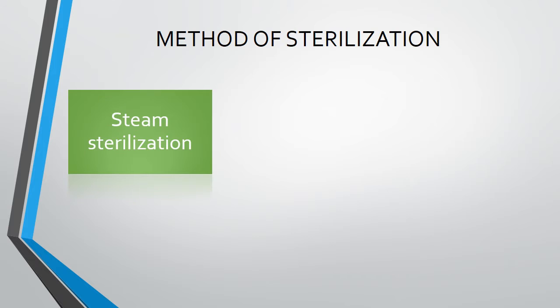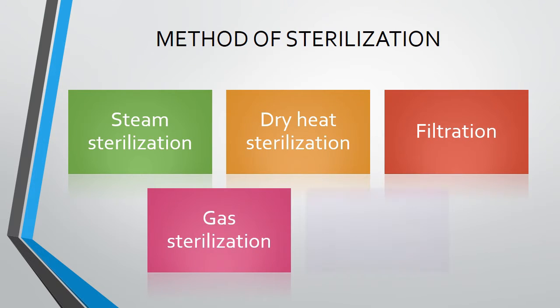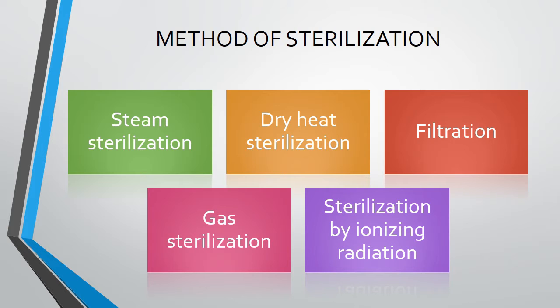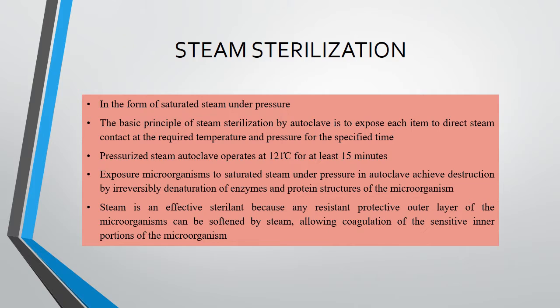Sterilization can be achieved by steam sterilization, dry heat sterilization, filtration, gas sterilization, and sterilization by ionizing radiation. Steam sterilization is in the form of saturated steam under pressure. The basic principle of steam sterilization by autoclave is to expose each item to direct steam contact at the required temperature, 121 degrees Celsius, and required pressure for a specific time, 15 minutes. In this sterilization, the destruction of microorganisms is by irreversible denaturation of enzymes and structural proteins.